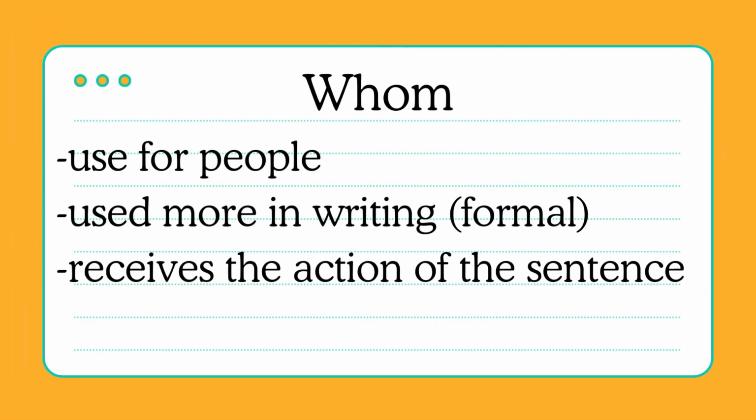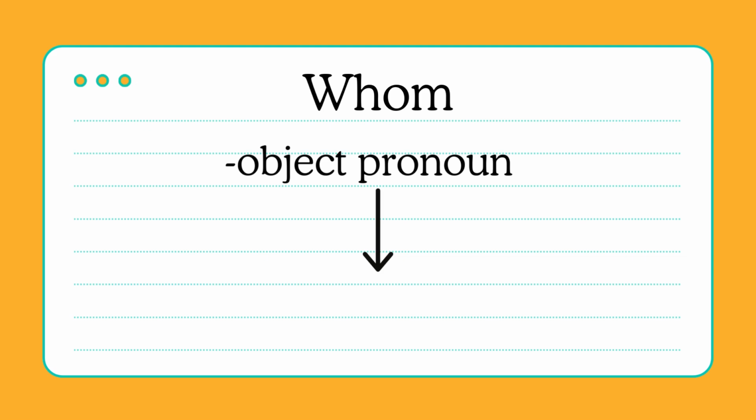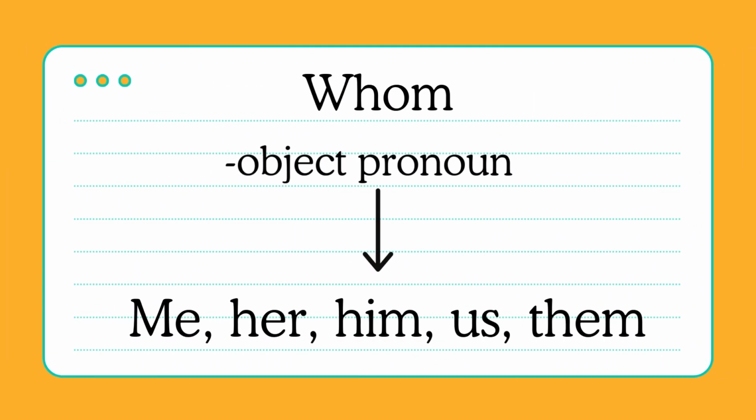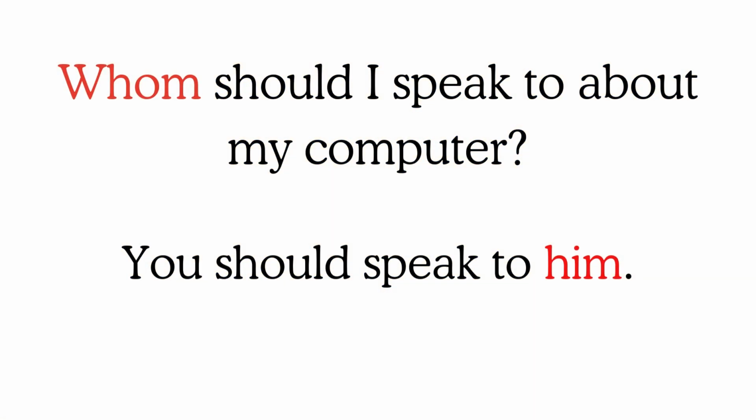Next up, we have whom. We use this for people. It's used more in writing, and it tells us who receives the action of the sentence. Whom is an object pronoun like me, her, him, us, and them. Let's see. Whom should I speak to about my computer? You should speak to him. Not he. You should speak to him.